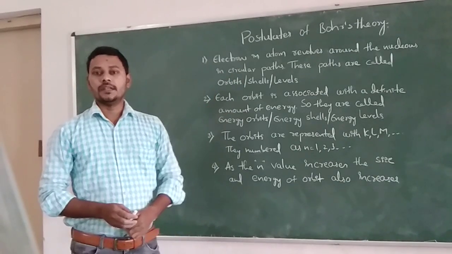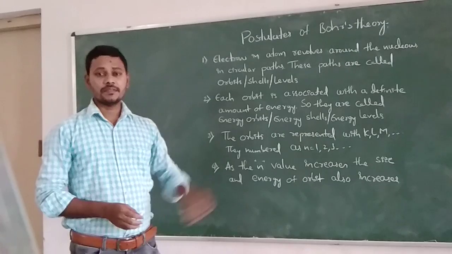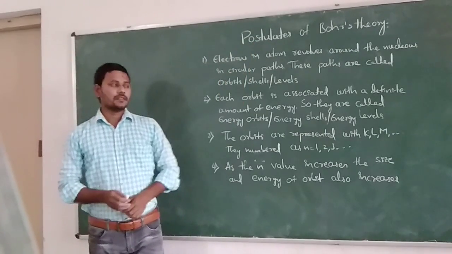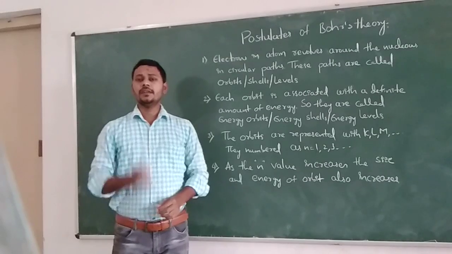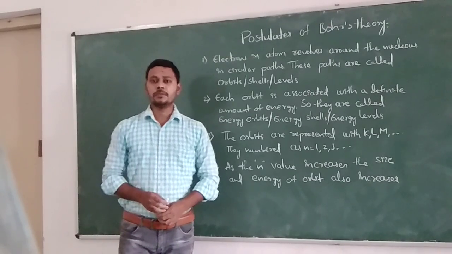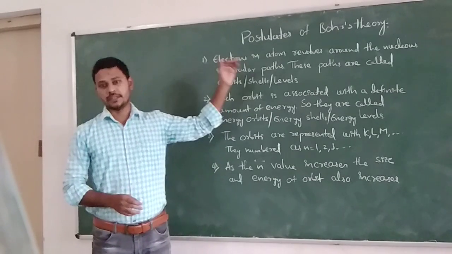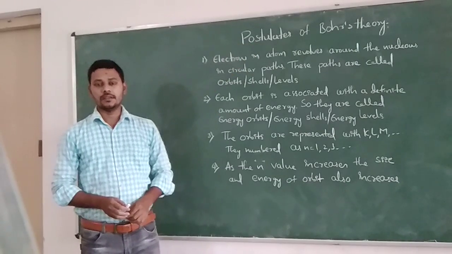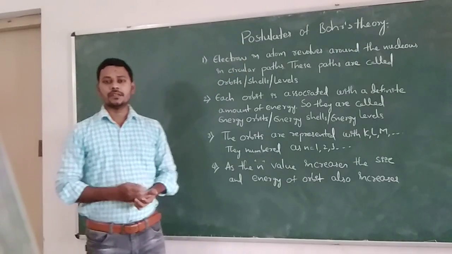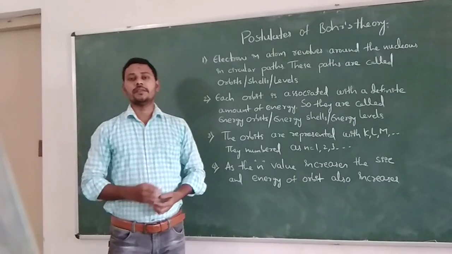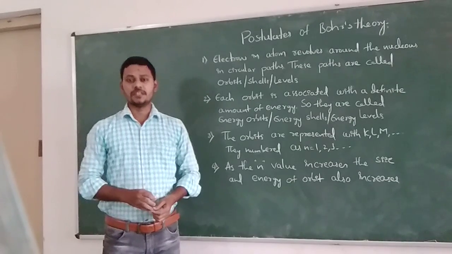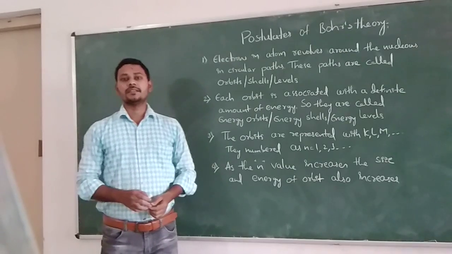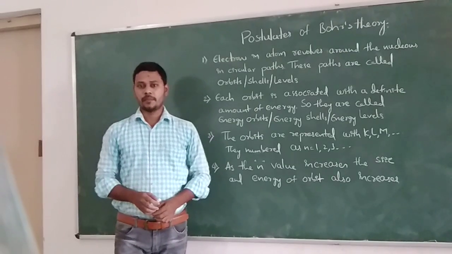Bohr's atomic model, Niels Bohr atomic model. First, we have to know what a postulate is. Postulates are those which have only theoretical evidence. There is no practical evidence. Those are called postulates. Niels Bohr, based on his atomic theory, Planck's quantum theory, and his hydrogen spectra, gave some suggestions. Those suggestions we now call the postulates of Bohr's atomic model.